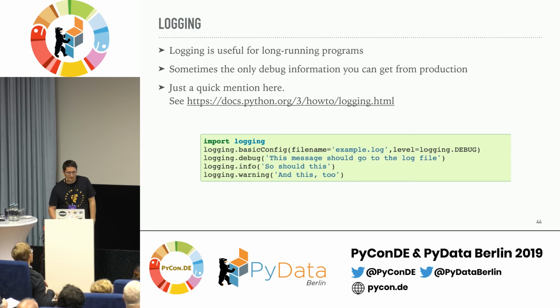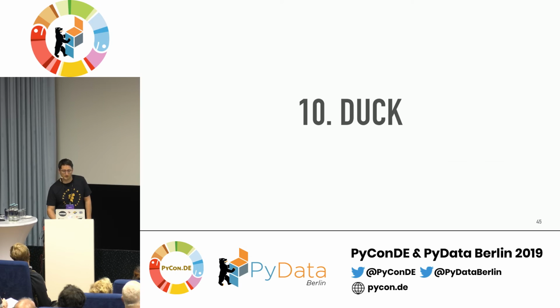For logging, I think logging is useful if you have long-running processes, and sometimes it's the only debug information you can get. If you have code in production on a server or on the user's machine, then you have to do logging. I just quickly mention it as a debugging technique here. I won't go into more details, but there's good documentation about the Python standard library logging module available.